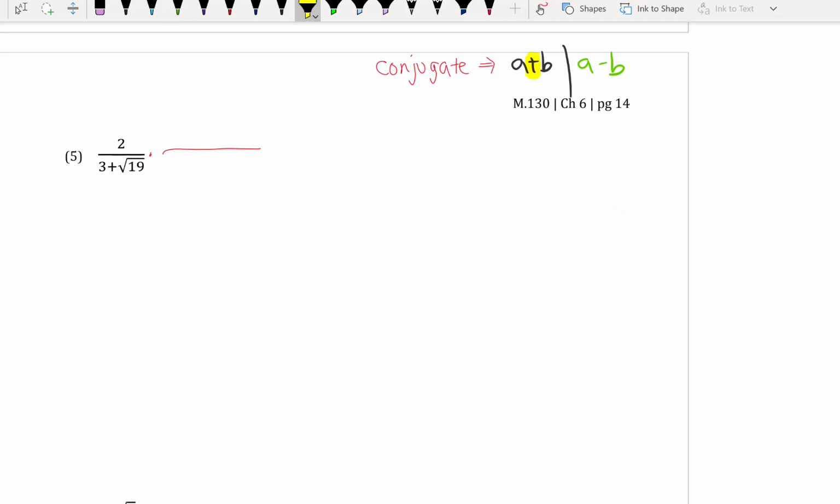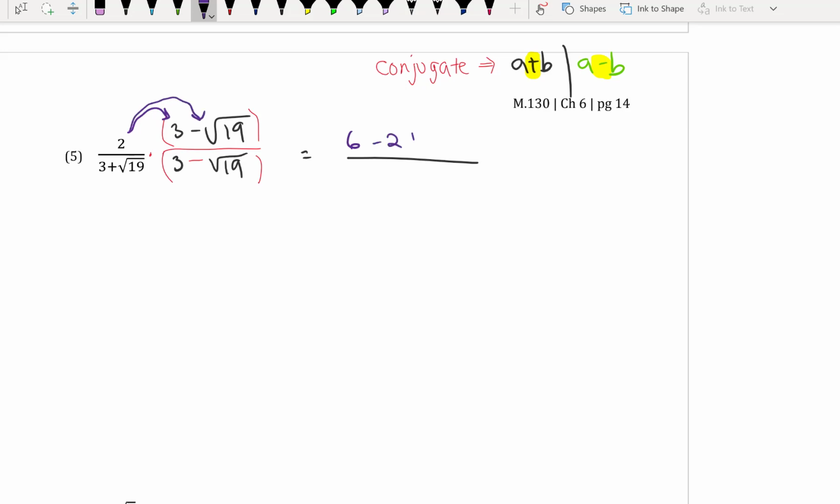That's the only thing that changes, is just the sign. Everything else stays the same. So my conjugate here, I would have my 3, and since my sign is changing, minus the square root of 19. So 3 minus the square root of 19. So I am multiplying top and bottom by 3 minus the square root of 19. So what does that give me? Well, 2 times 3 is 6. 2 times a negative 1 is a negative 2. And I still have that square root of 19.